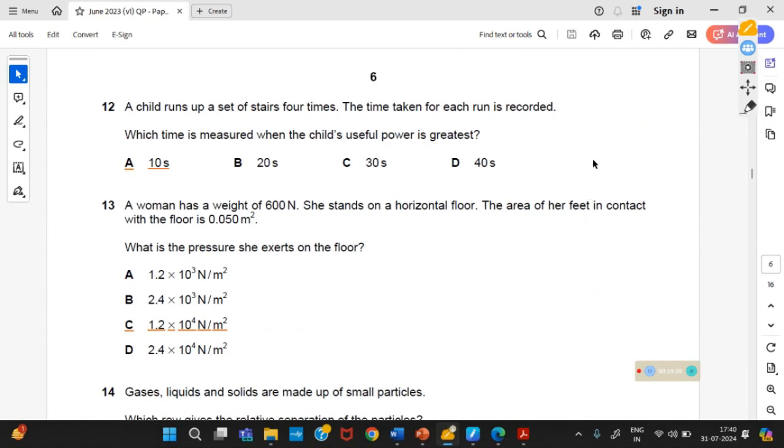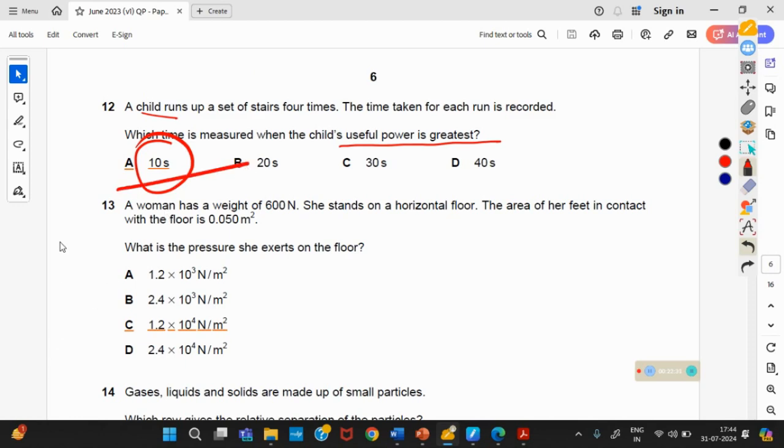A child runs up a set of stairs 4 times. The time taken for each run is recorded. Which time is measured when the child's useful power is greatest? When the child starts running, as time passes, the child will be exhausted and some part of the energy will be used to overcome his tiredness. So 10 seconds is the right answer. So option A is right.